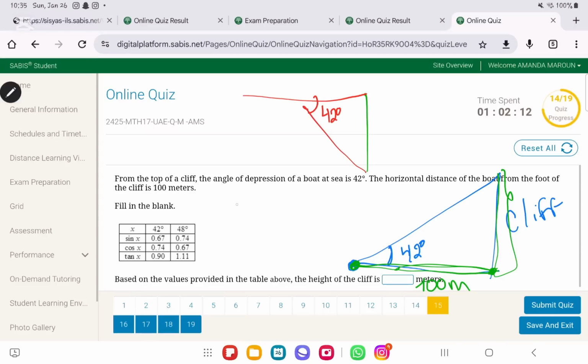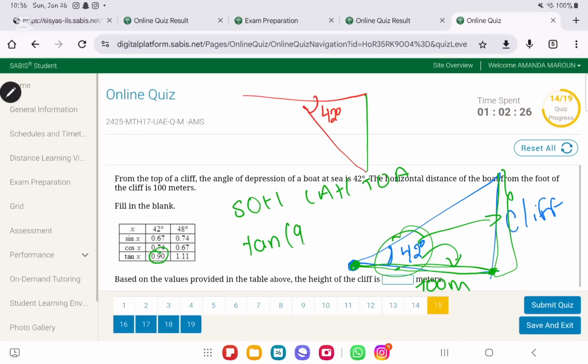Okay, very simply, we know, based on the TOA, that we have an angle, we are given the adjacent and we need to find the opposite, so we are going to use tangent of this angle. So tangent of angle 42 degrees, which is 0.90, is equal to the opposite, which is cliff height, over the adjacent, which is 100.